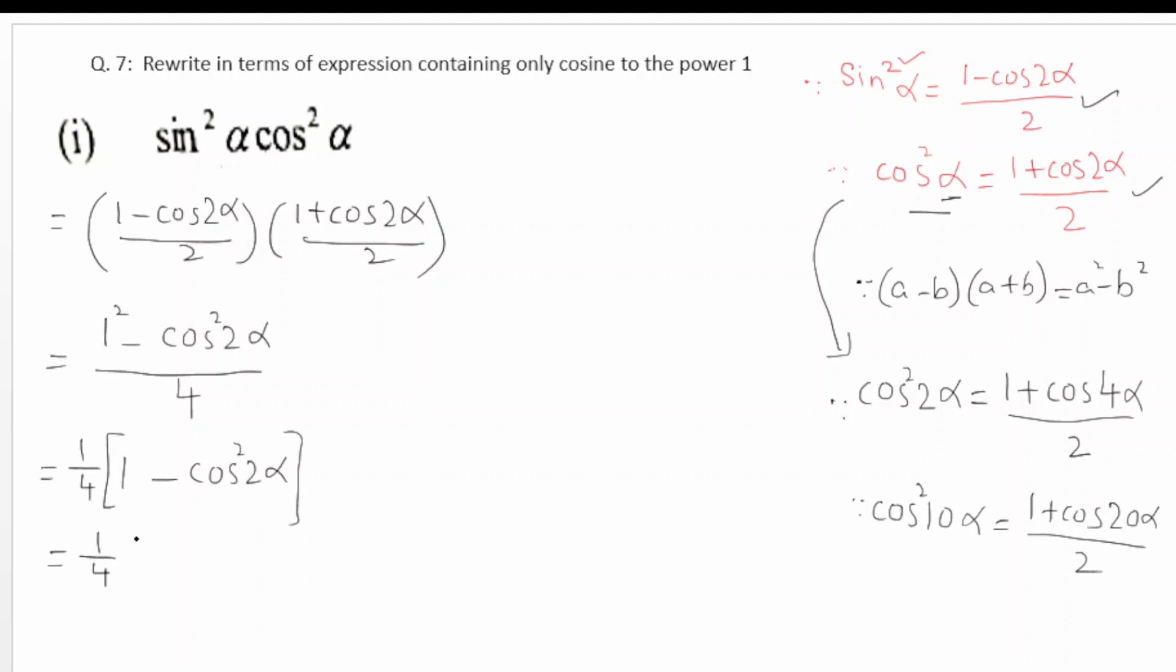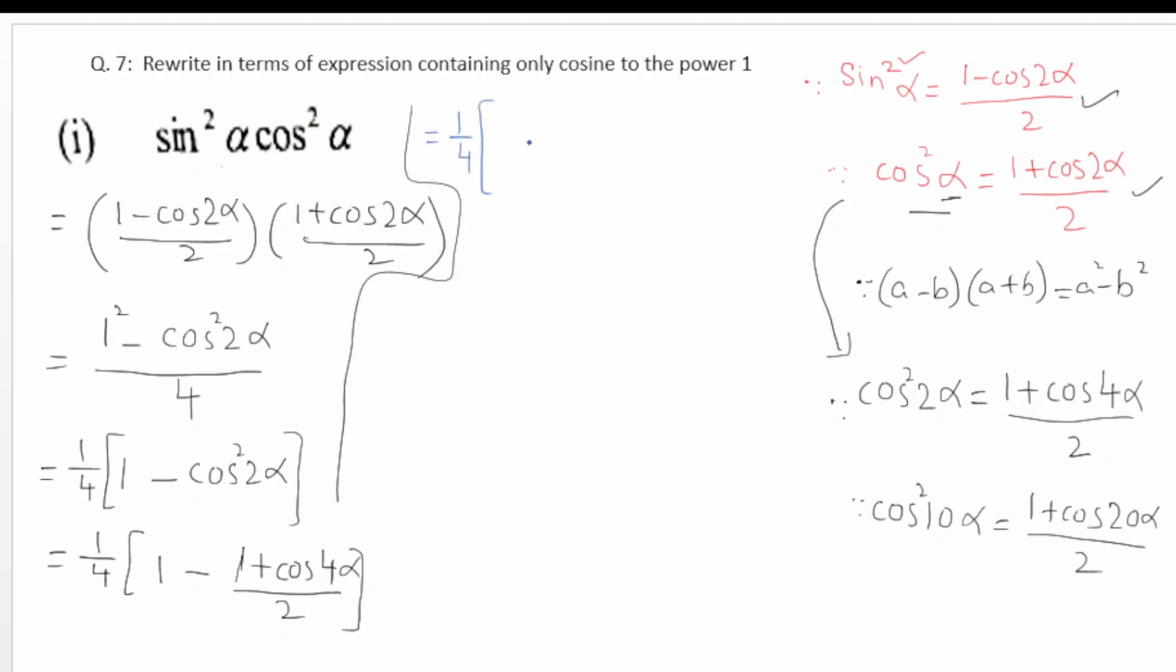After that we will put the value here: 1 minus cos square 2 alpha, that will be 1 plus cos 4 alpha by 2. Clear? After that we will take the LCM here. Let me write the LCM here. I will write 1 by 4 from here, and then the 2 will go down. So here will be 2 times 1 like this, and this minus will change all the signs.